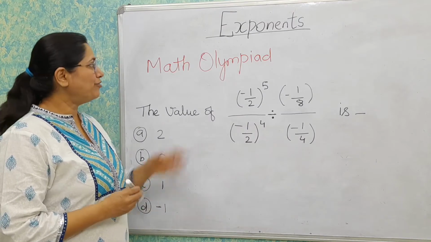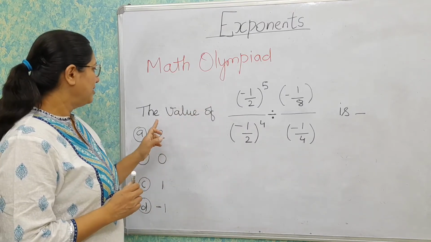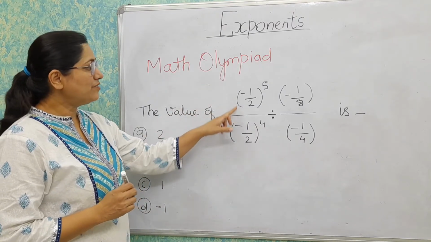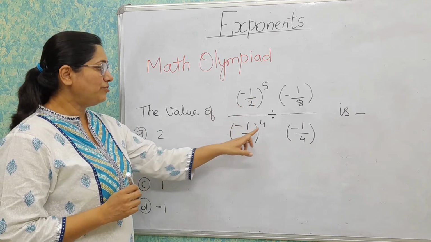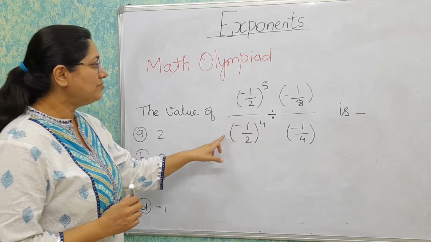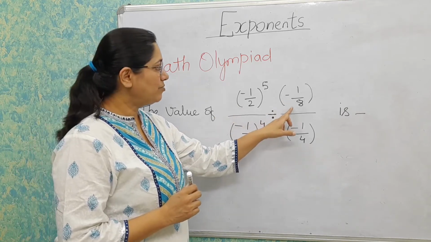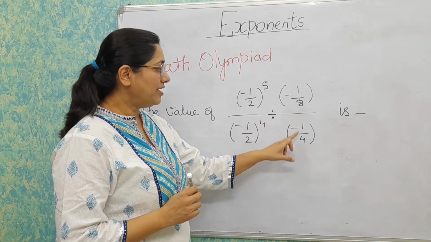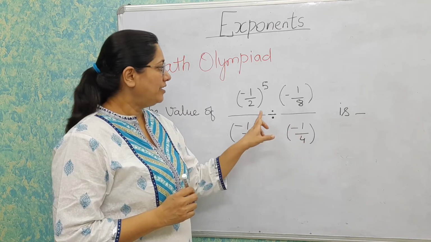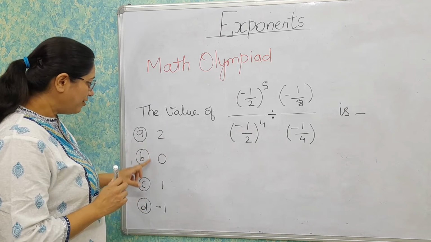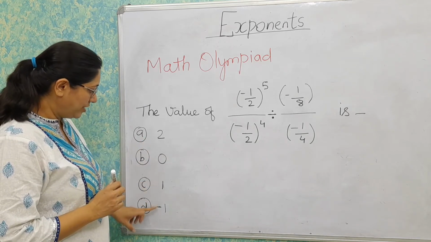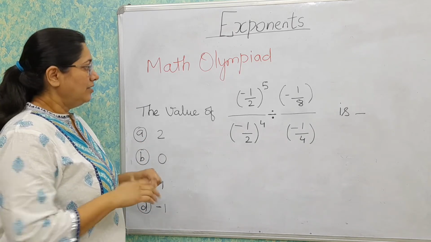Let's take a question from Math Olympiad exam. The value of (minus 1 upon 2) raised to the power 5 divided by (minus 1 upon 2) raised to the power 4, and this number is divided by (minus 1 upon 8) divided by again (minus 1 upon 4), and we have to find the answer for that. There are four options: 2, 0, 1 and minus 1.